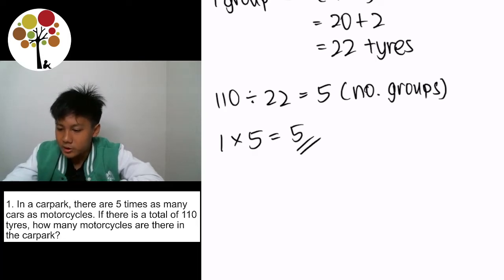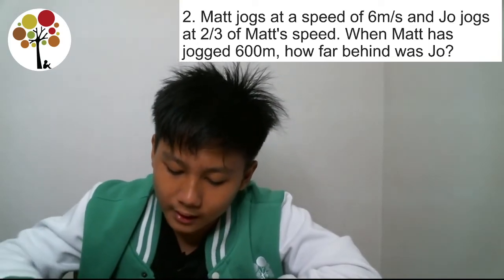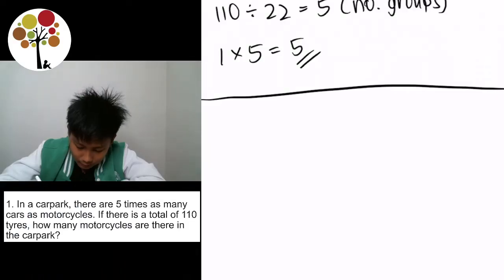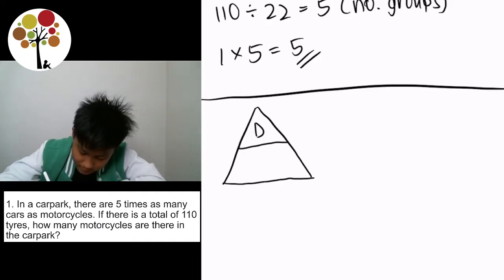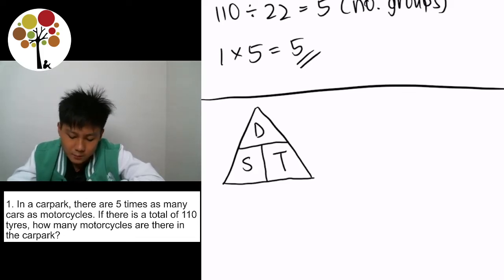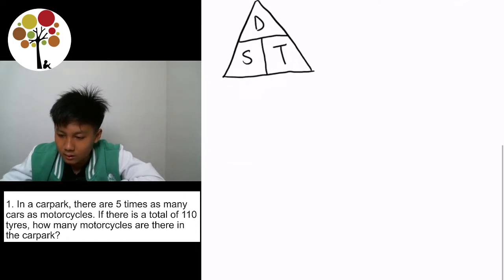Now, the second question is the one where ratio and speed is combined. So just a quick recap. Distance. So I'm just going to draw a triangle. This is how I learned it. So a triangle. Then D for distance. S for speed. T for time. Speed times time is equal to distance. Distance divided by time is speed. And distance divided by speed is time. Okay. So I'll just leave the triangle there.